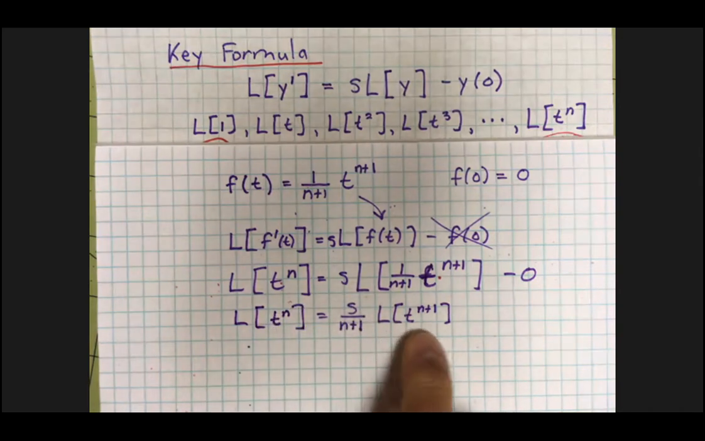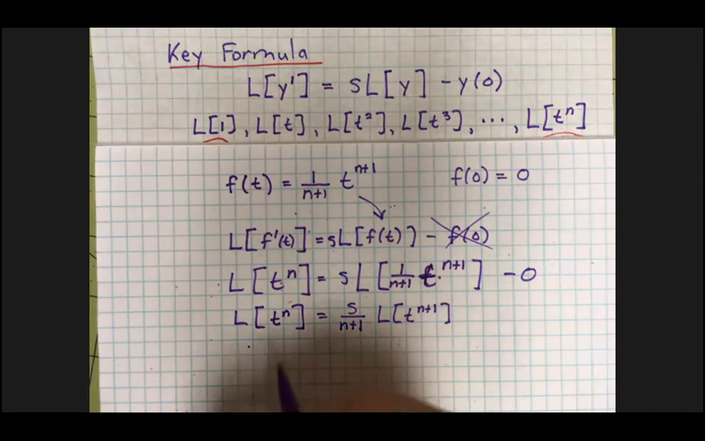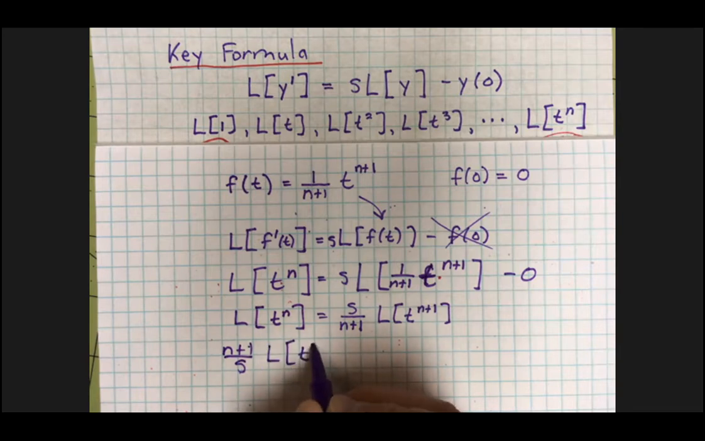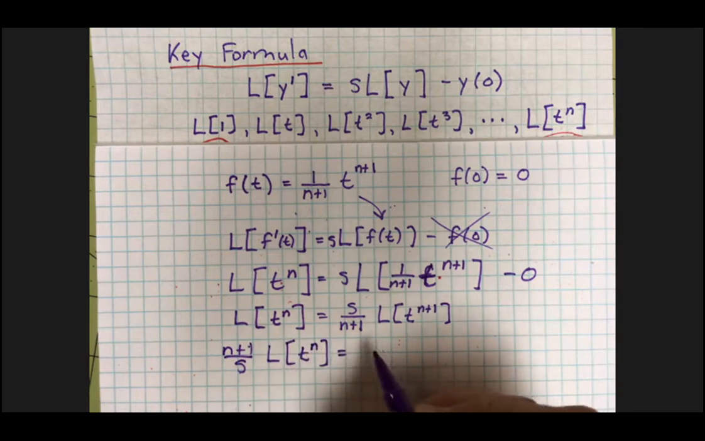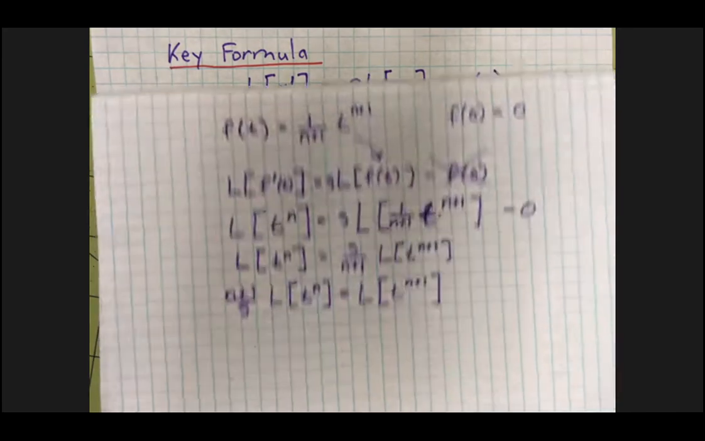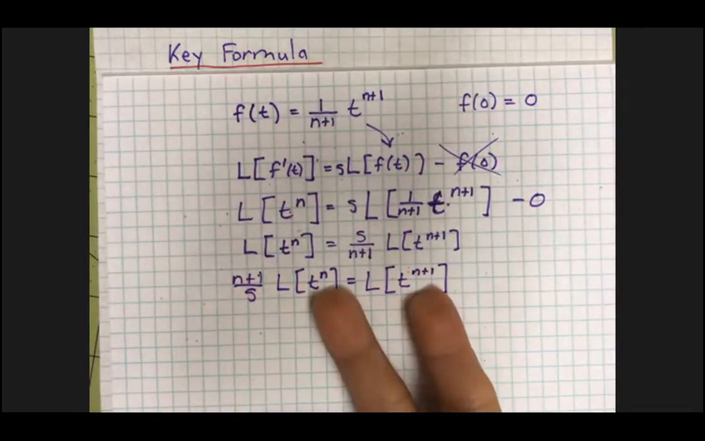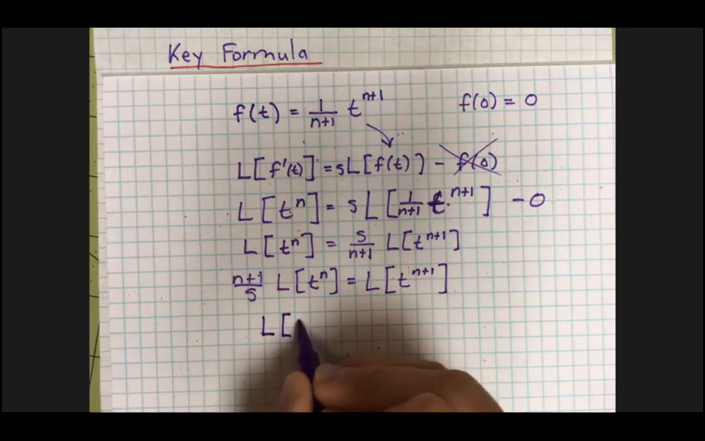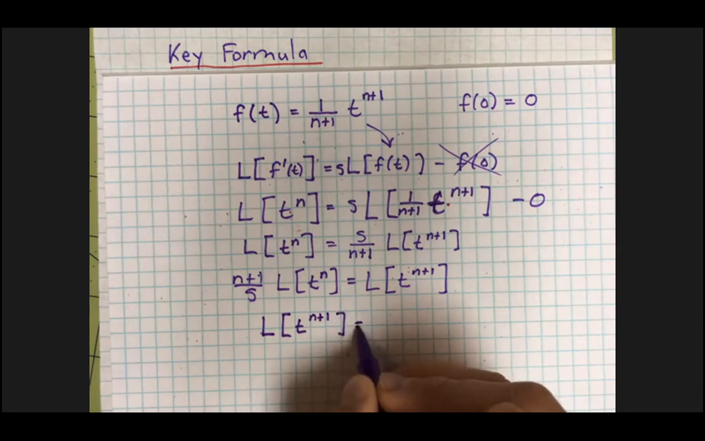And now let's turn this around. Let's multiply both sides by n plus 1 over s. I'm taking my time writing this very slowly because it's an algebraic sneakiness that I'm doing. So it could be disconcerting if you've never seen someone do this before. Now let's turn this around left to right. And I got it. I've got all of them at once.